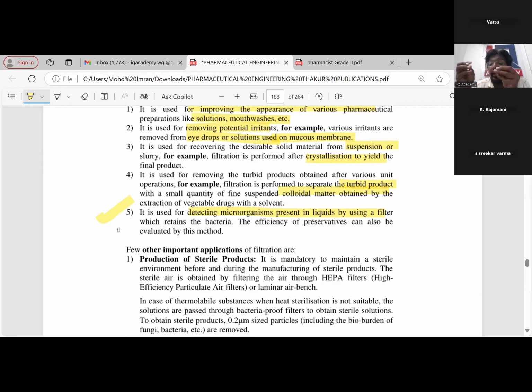So the filtration equipment used for this we'll also discuss. Sintered glass filters, membrane filters, bacterial filters, everything we are going to see in this class. So that's very, very important.